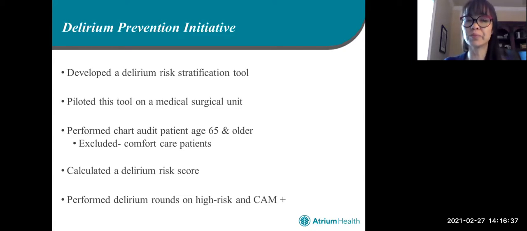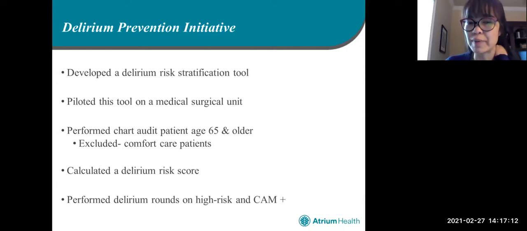It took us a few months to develop this tool, and after that we did some test trials on a medical surgical unit and neurology as well. After that, we decided which risk factors were good enough to keep and which we should eliminate. We ended up keeping 37 risk factors, which I found in the literature. Then I piloted this tool on a medical surgical unit.